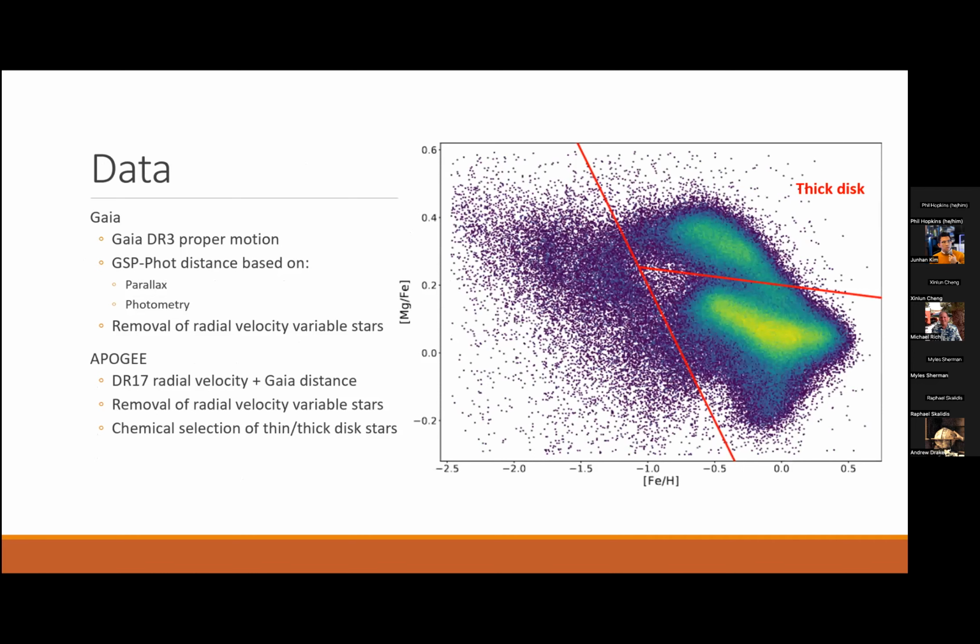So once again, our data is pretty similar to the previous one. However, it's more updated using DR3. This time we don't have StarHorse distance since DR3 was just released, so we take the Gaia distance. However, it is also a combination of parallax and photometric distance estimation. We then perform some quality cuts. After that we use DR17 radial velocity plus Gaia distance. And once again, some quality cuts, and then chemically separate the thick disk, the thin disk, and halo stars.